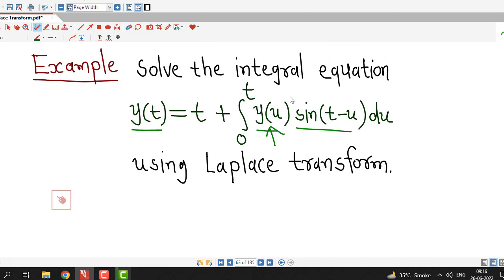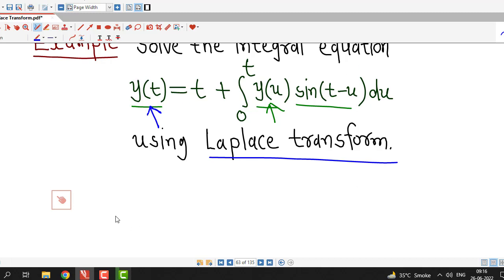Solve the integral equation y of t equal to t plus integral from 0 to t y of u sine of t minus u du using Laplace transform. Here we are interested in the value of the unknown function y which satisfies this integral equation, and for that we are going to use the concept of convolution theorem. First we write down the given integral equation.